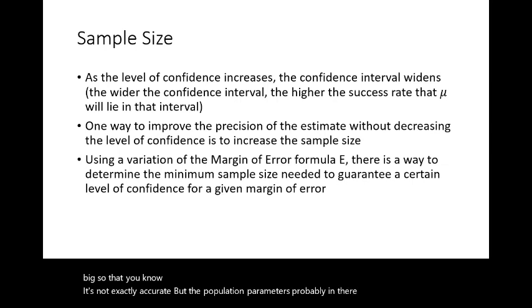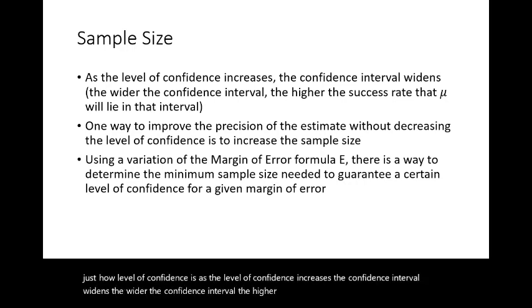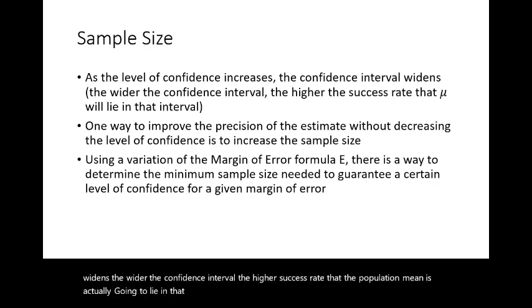And that's just how level of confidence is. As the level of confidence increases, the confidence interval widens. The wider the confidence interval, the higher success rate that the population mean is actually going to lie in that interval. However, as the interval estimate gets wider, the less accurate it becomes. It's not exactly a pinpointed estimate anymore. It's really more of a catch-all.